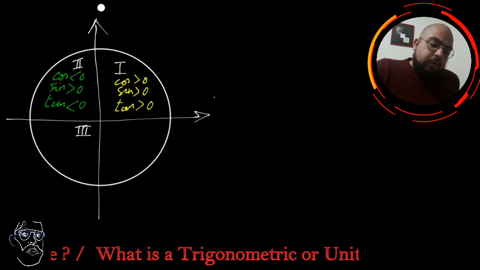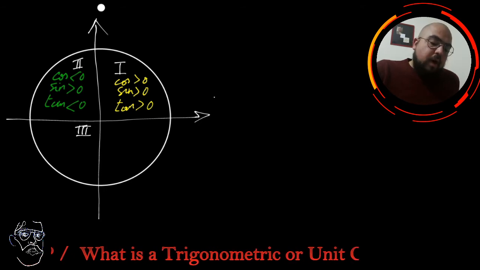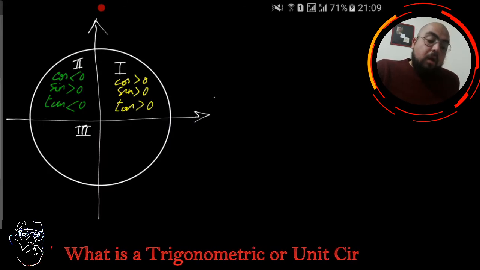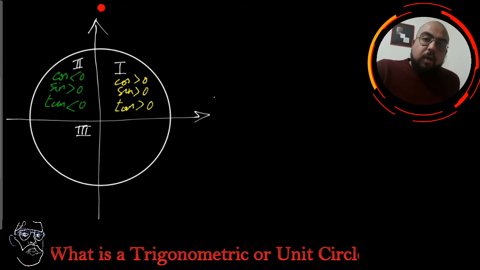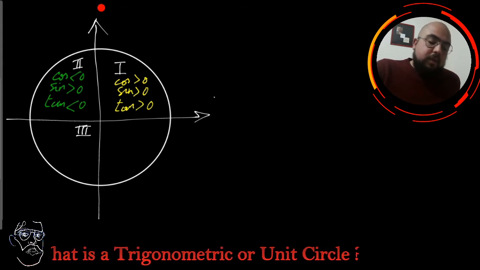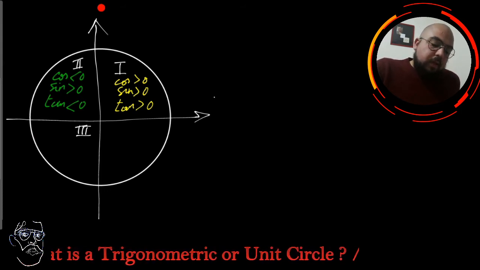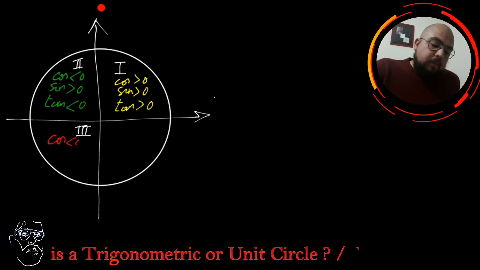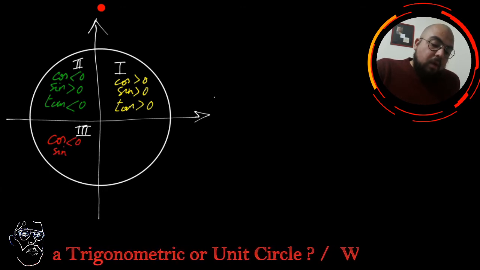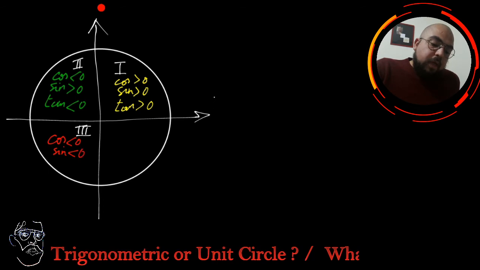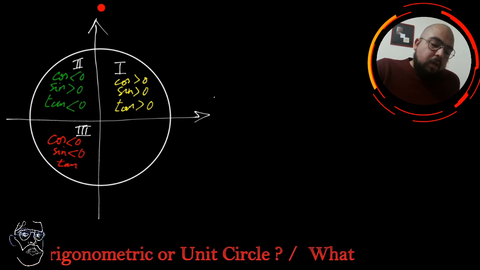In the third quadrant, if you pay attention, you have cosine negative, sine also negative, because the abscissa is negative and the ordinate is negative. So you can simply say that cosine is negative, sine is negative. So your tangent and cotangent will be positive.